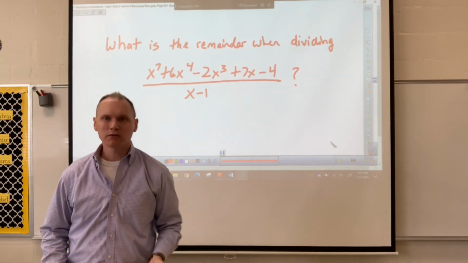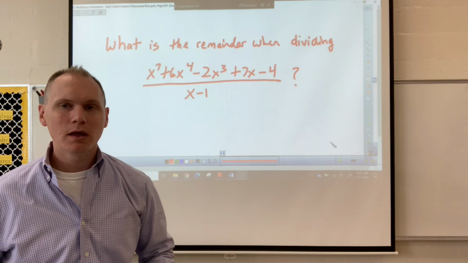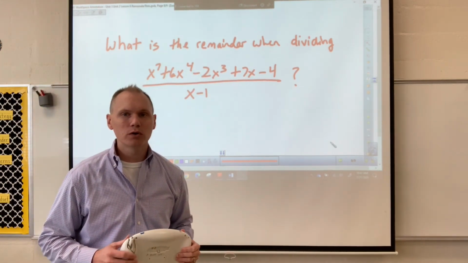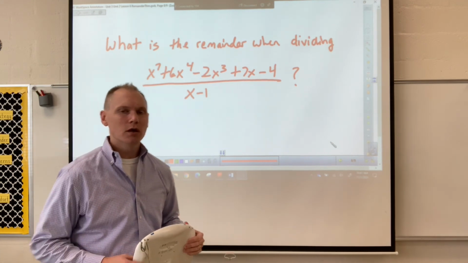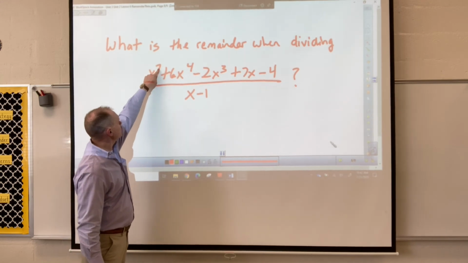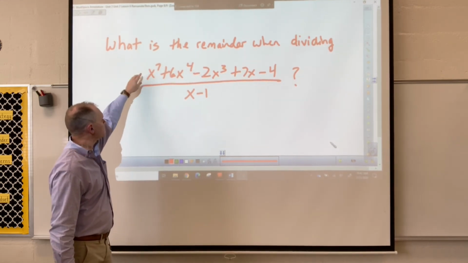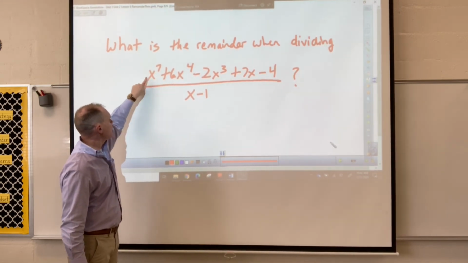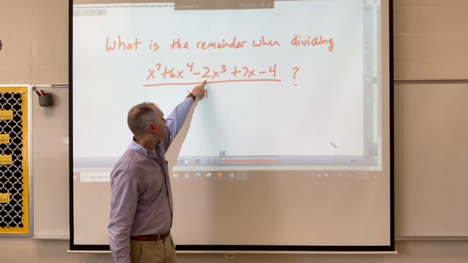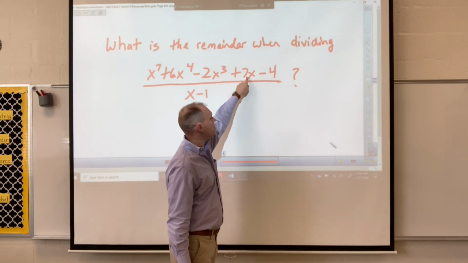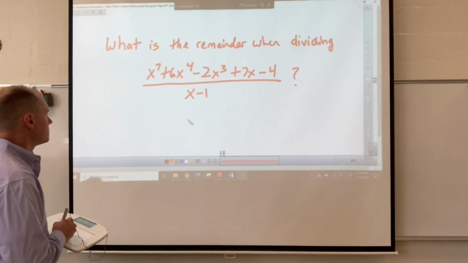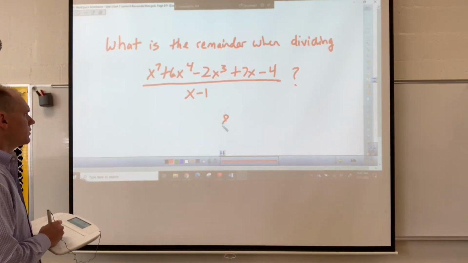If you remember from last video, we talked about inputting 1 into a polynomial being something special. If we input 1 into a polynomial, all we're doing is adding up the coefficients. So let's put 1 into this. 1 to the 7th is just 1, so we're adding up the coefficients. 1 plus 6 is 7, minus 2 is 5, plus 7 is 12, minus 4 is 8. So the remainder would be 8.